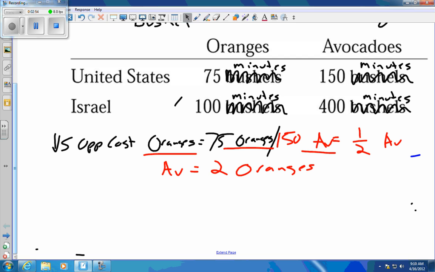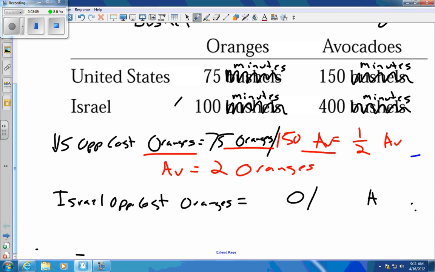And then you just do the same thing for Israel. Israel's opportunity cost for oranges. You're going to do the same thing. You're not going to make an Oreo, so you're going to put oranges next to oranges, divided by avocados, and you look at there, they have 400 avocados. They have 100 minutes worth of oranges, so their oranges is 1/4 avocados. Their avocados, therefore, are 4 oranges.